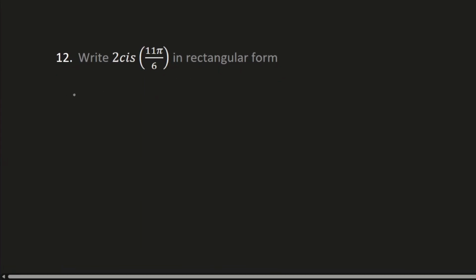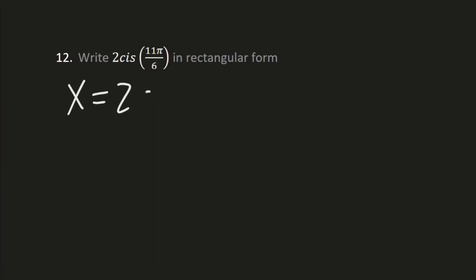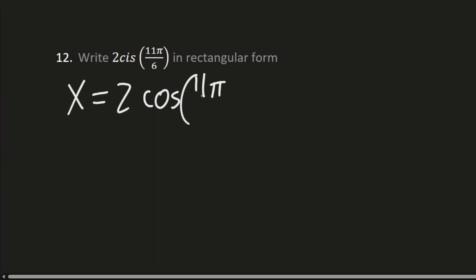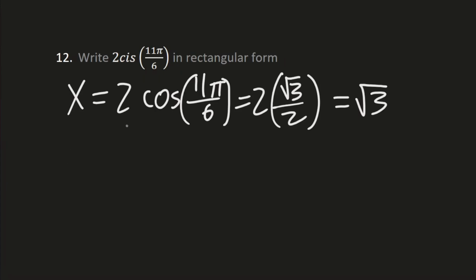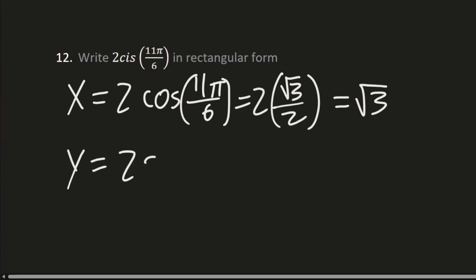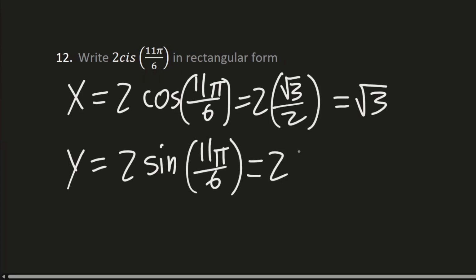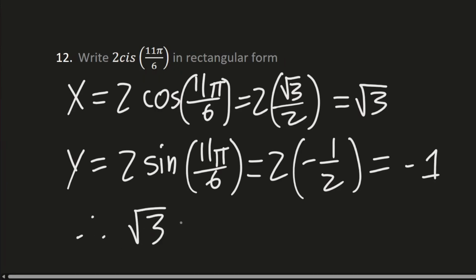For this question, our real part x is going to be equal to 2 times the cosine of 11 pi over 6, and the cosine of 11 pi over 6 is square root of 3 over 2. The 2's will cancel out, leaving us with the square root of 3. Our imaginary part y is going to be equal to 2 times sine of 11 pi over 6, and the sine of 11 pi over 6 is negative 1 over 2. The 2's will cancel out, leaving us with negative 1. And therefore, we can write this as square root of 3 minus i.